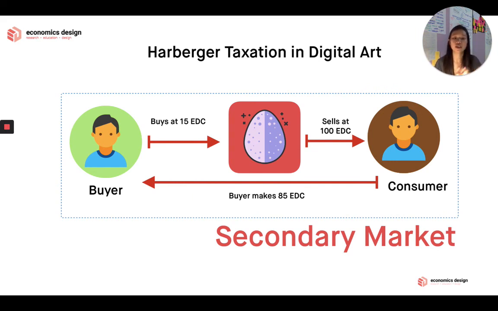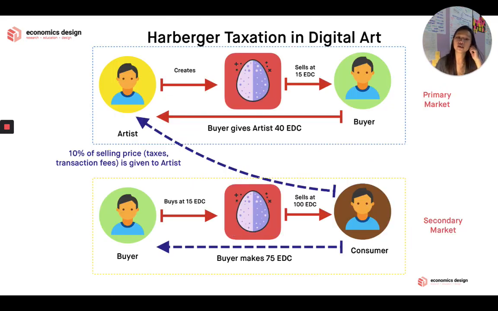Instead of the buyer getting all the profits, maybe we can bring the artist into the picture. How does that look? So now we have the primary market and secondary market together. The primary market is just artist and buyer. The secondary market is the buyer and the rest of the world. In the primary market, the artist creates, the artist sells to the buyer, and the buyer keeps the art.